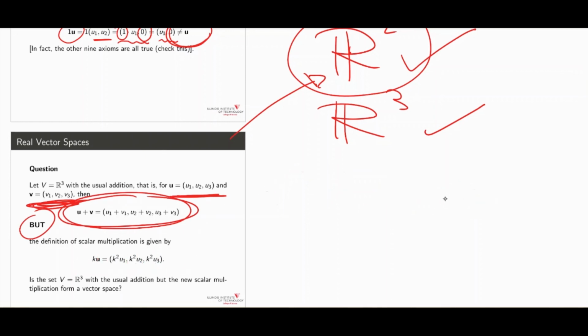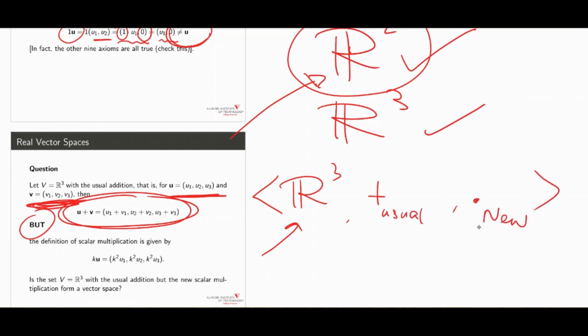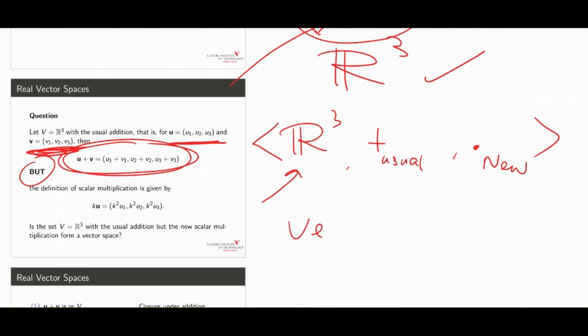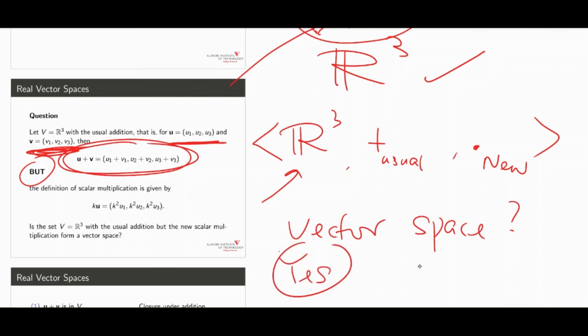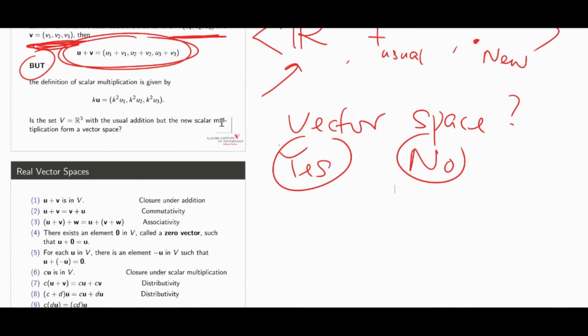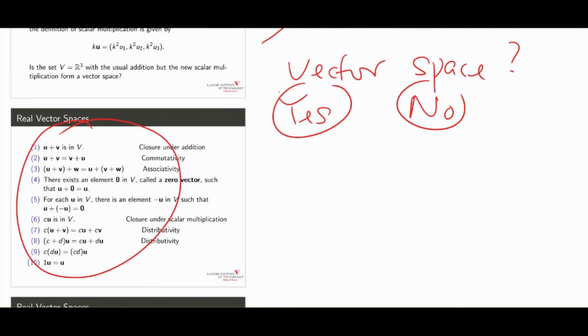So the question now is, if you have this set with the usual additions, but again with the new scalar multiplication, is this a vector space or is it not? Yes or no? If it's yes, then you have to make sure that it satisfies all these 10 axioms. But if any of these axioms fails to hold, then the answer will be no.